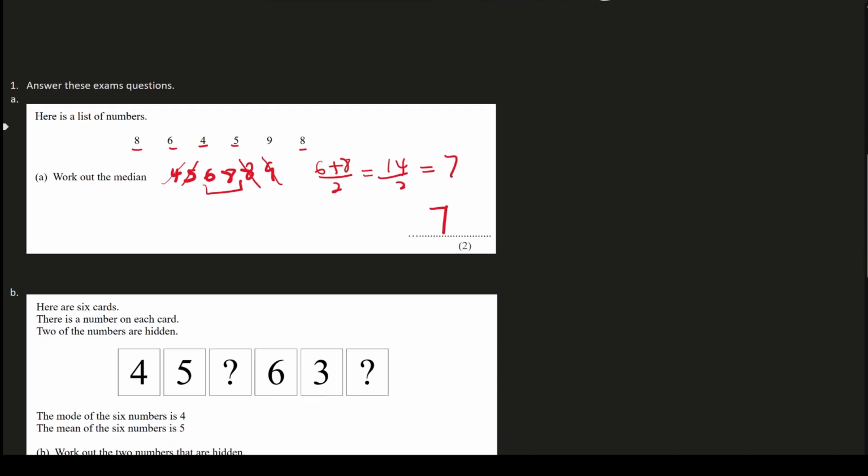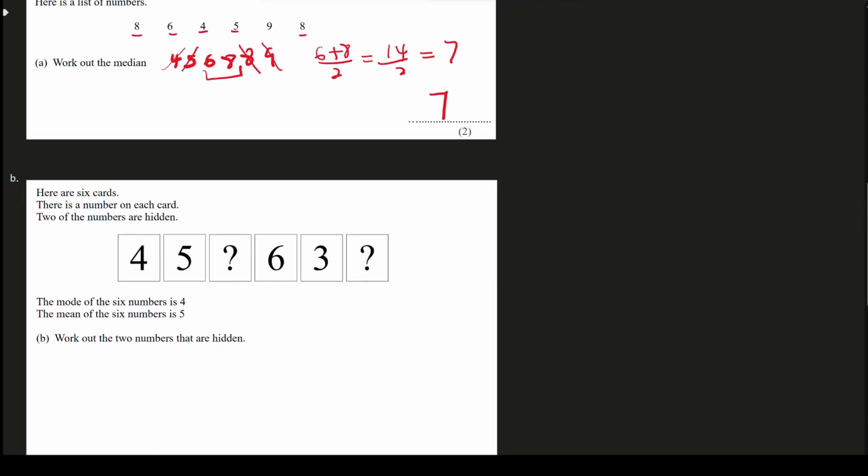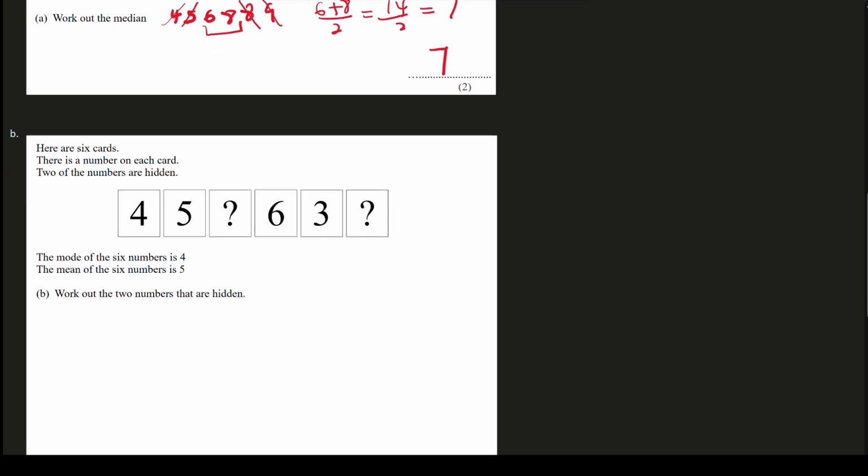Now let's move on to question 2, the B, another typical example. You get this a lot in GCSE. So let's talk about this. Now it says here are 6 cards. There is a number on each card. 2 of the numbers are hidden. The mode of the 6 numbers is 4. The mean of the 6 numbers is 5. Work out the 2 numbers that are hidden. So this is also 2 marks.